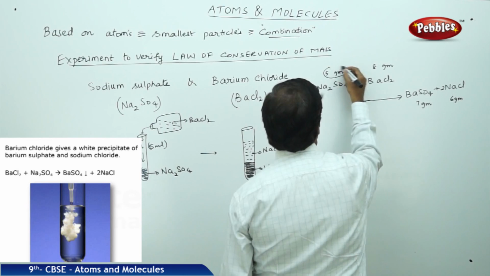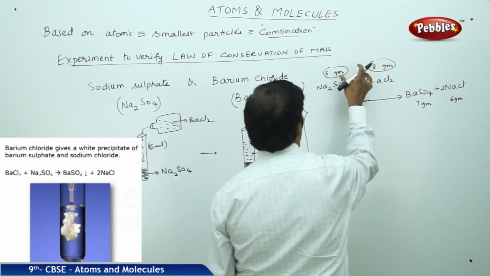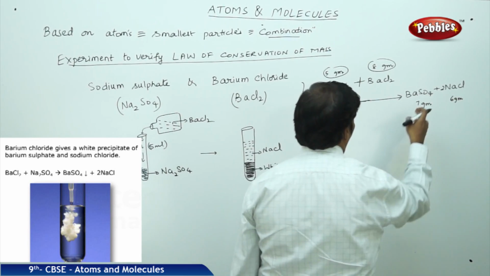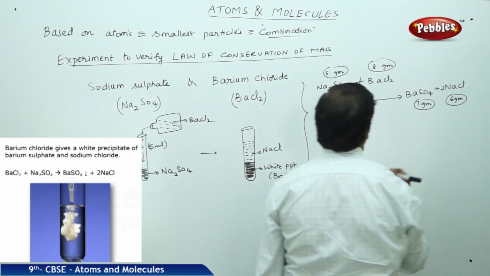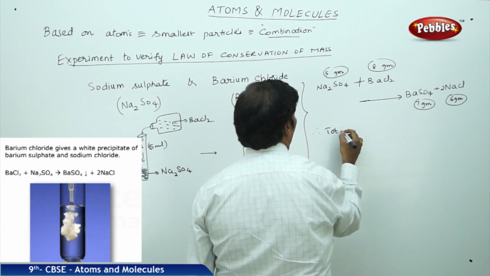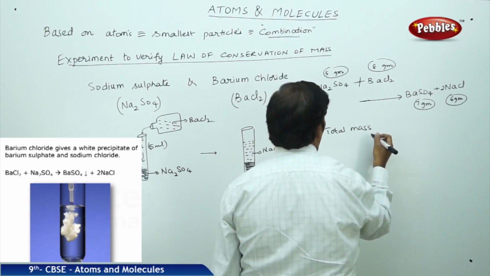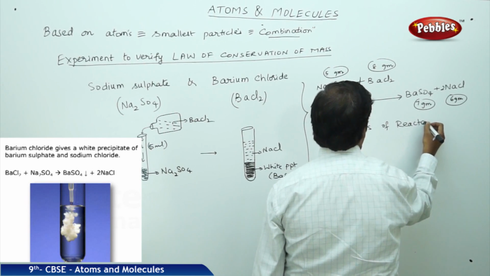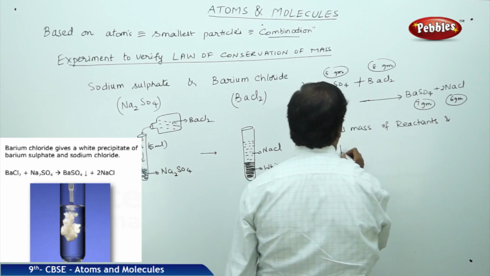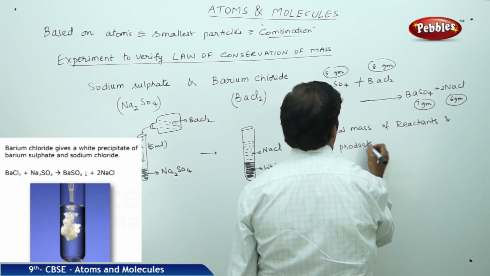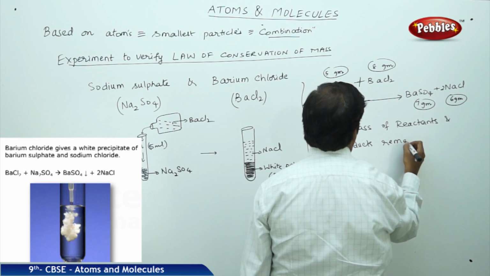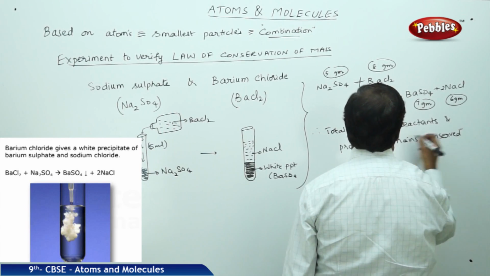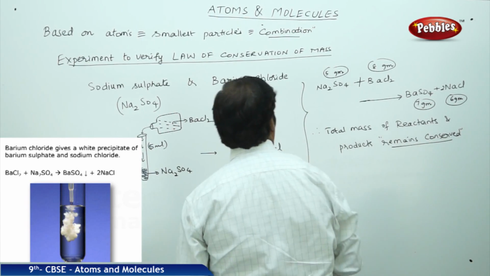So whatever the mass is on the reactant side, the total mass of the reactants must be equal to the total mass of the products. So here 8 plus 5 is 13 grams, and again 7 grams plus 6 grams is again 13 grams. So therefore total mass of reactants and products remains conserved or remains constant.